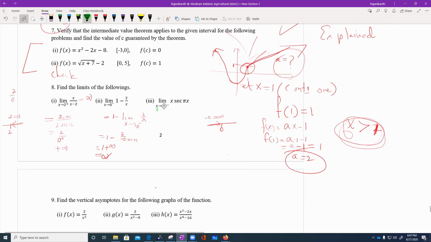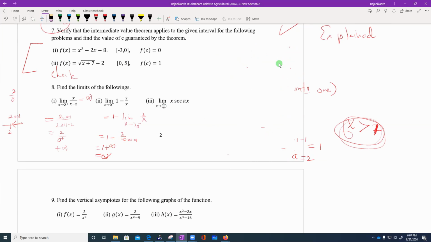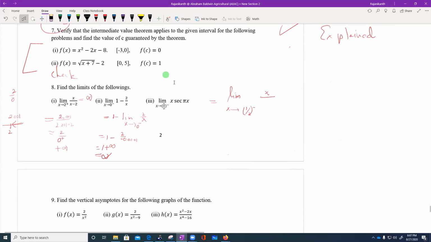Okay, number 3 is not that easy to understand. I'm going to explain by the graph. Number 3 is finding the limit as x goes to 1/2 from the left. Let me write it down like a fraction. Remember, secant pi x is the reciprocal of cosine pi x. Am I right? Yes.